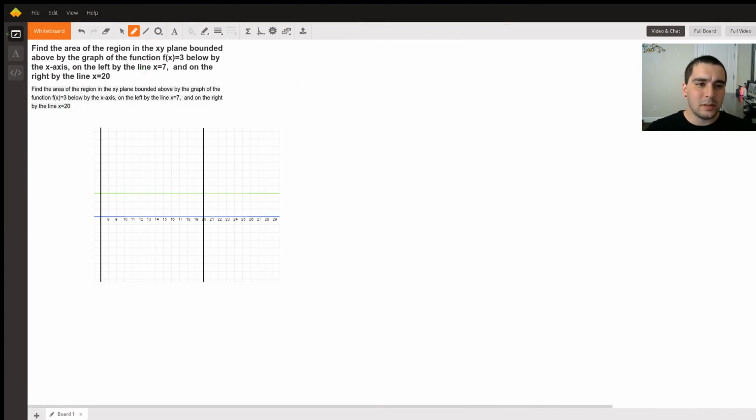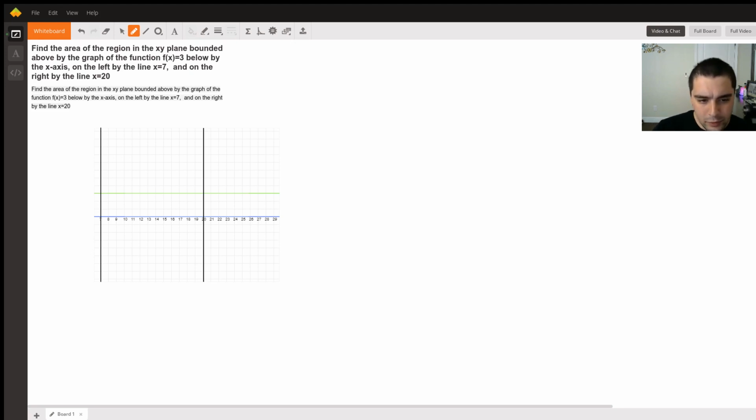So this is a bounds question, and we're doing an area question, right? Find the area of the region in the xy plane, bounded above by the graph of the function f of x equals 3, and bounded below by the x-axis, on the left by the line x equals 7, and on the right by the line x equals 20.